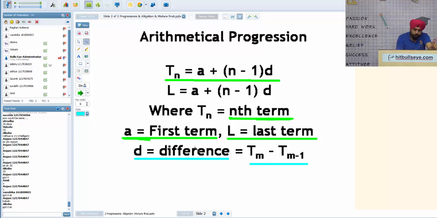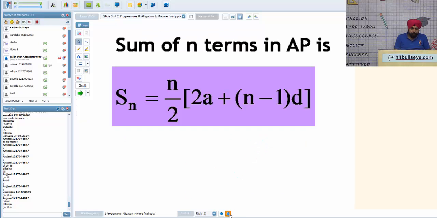Students, if you take the value of m as 2, that is, if you subtract T1 from T2, you get the value of D. If you take the value of m as 3, and subtract T2 from T3, you will have the value of D, or the difference. Okay, students? Tn is equal to A plus (n minus 1) into D, which we can also refer to as the last term. Now there is the sum of n terms in an arithmetic progression.